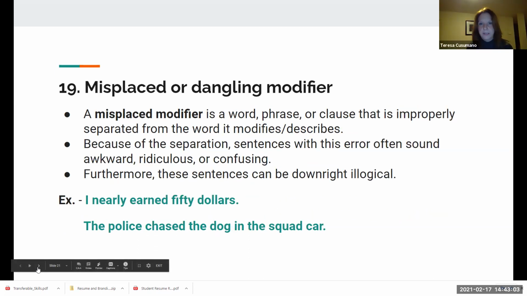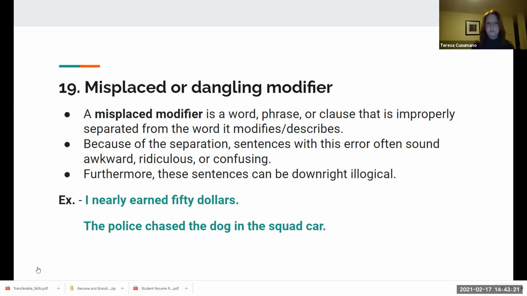Okay, so misplaced or dangling modifiers. Let me start with a misplaced modifier. A misplaced modifier is a word or phrase that is separated from other words in the sentence, but if you don't put it in the right spot, it can change the meaning of the sentence. So, I nearly earned $50. I nearly earned, it means that I didn't get any money, right? I won nothing, right? If I said I earned nearly $50, maybe I made about $45, $47, right? But I did walk away with some money. So moving that word nearly, that modifier, is going to change the meaning of my sentence. It's going to decide whether I got money or not, right?